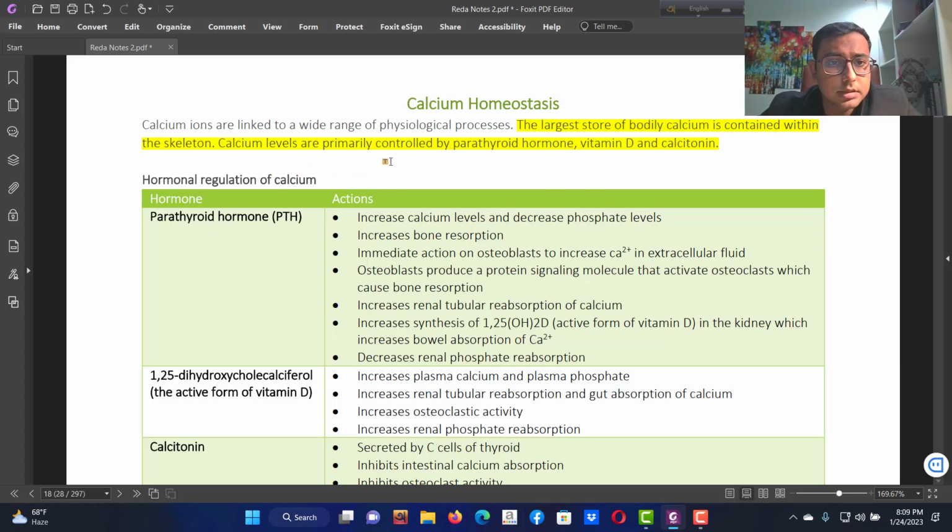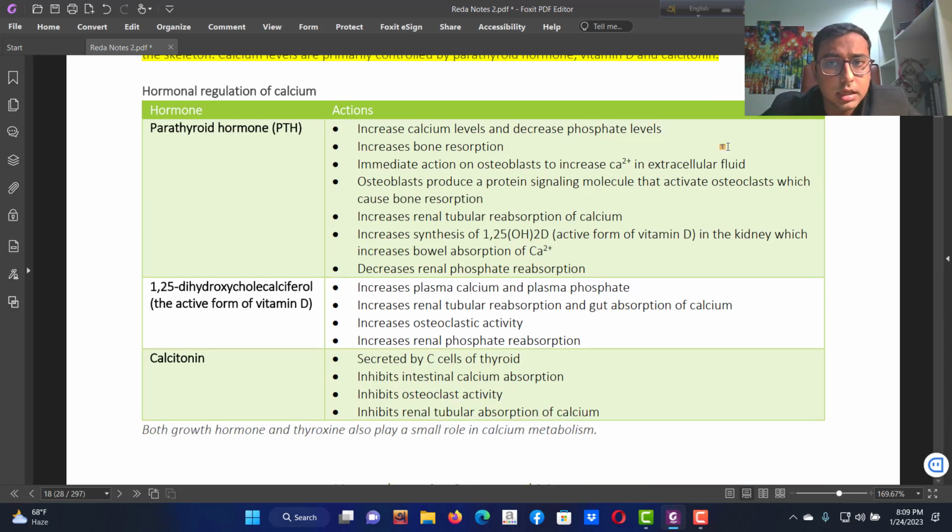And the calcium levels are primarily controlled by the parathyroid hormone, vitamin D and calcitonin. We will discuss their activities and what they actually do to our body to maintain calcium homeostasis. Here the parathyroid hormone increases the calcium level and decreases the phosphate level. Each and every line is important. You must memorize each and every line in this case.